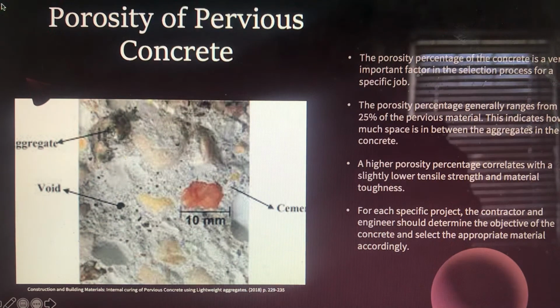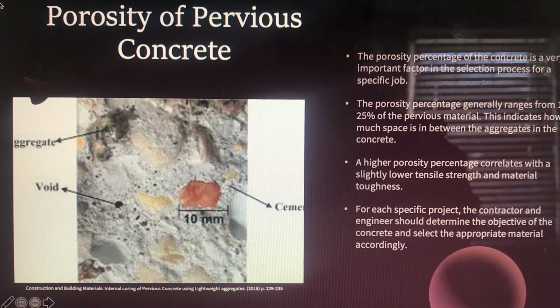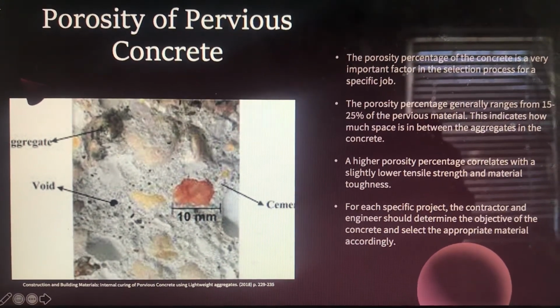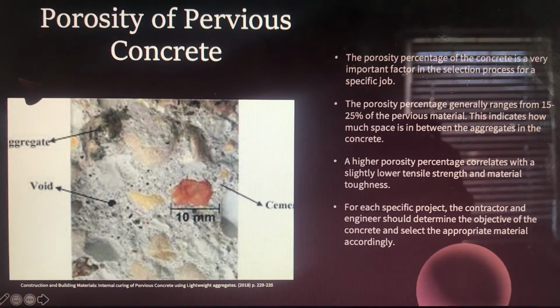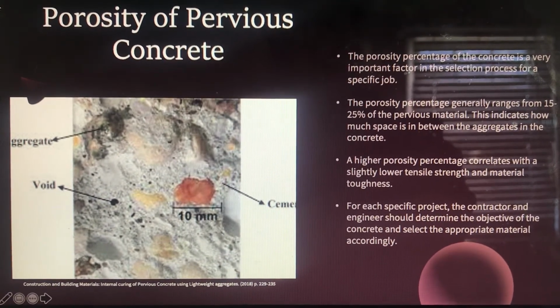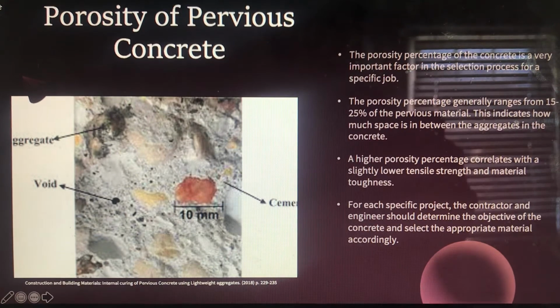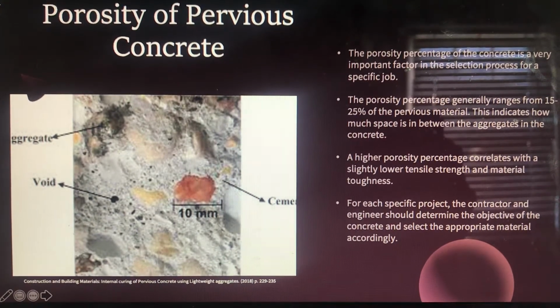The porosity percentage is very important in pervious concrete. At 25% porosity, you're going to get the most water transfer, which is good for some projects like a sidewalk or a parking lot. But you're going to have less compressive strength and less tensile strength, and that can be an issue.